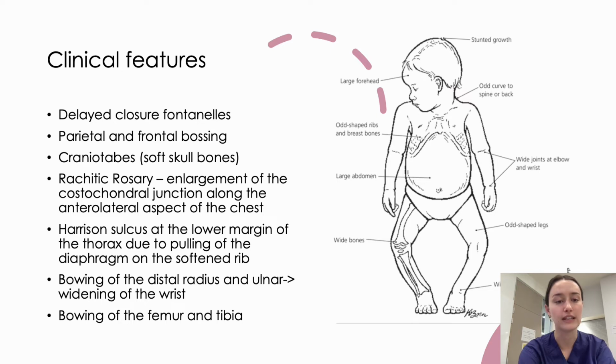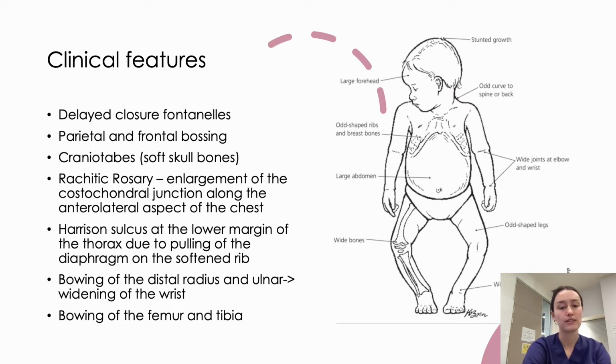So then clinical features: you can think that there's an increased risk of fracture, there'll be pain and there are deformities, but what specific deformities? There'll be delayed closure of the fontanelle, parietal and frontal bossing, craniotabes, which are soft skull bones, the rachitic rosary, which is an enlargement of the costochondral junction along the anterior lateral aspect of the chest, and the Harrison sulcus at the lower margin of the thorax due to pulling of the diaphragm on the softened ribs, so they can't resist that force as well anymore.